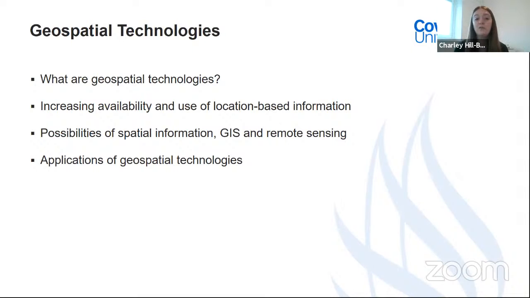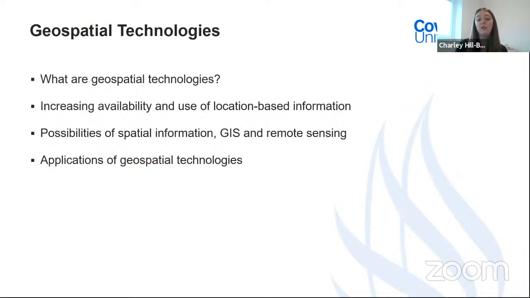Finally, I'm going to hopefully give you an insight into the applications, how we in our research, but also in the wider scope of geographical research, use geospatial technologies, and think about the possibilities in terms of future possibilities, or how we might even begin to use and utilize this information a lot more.